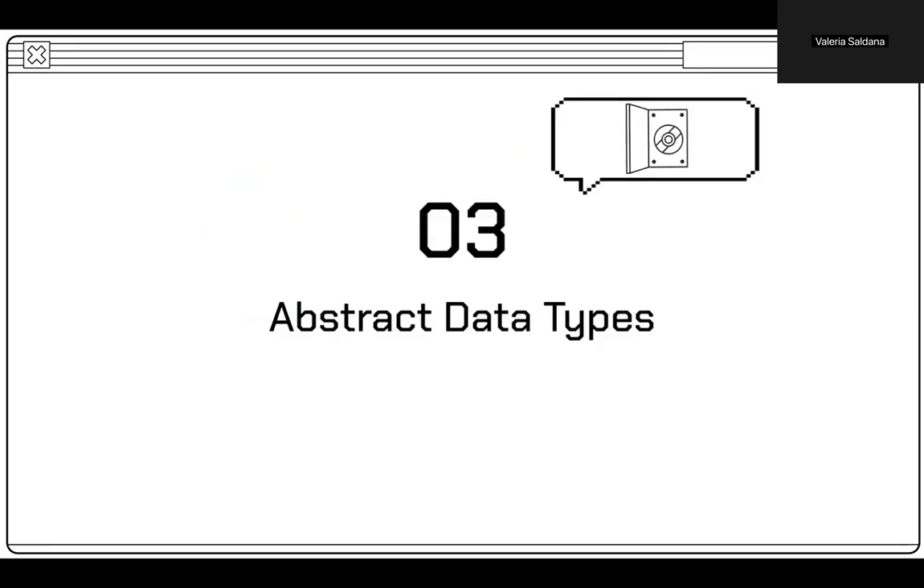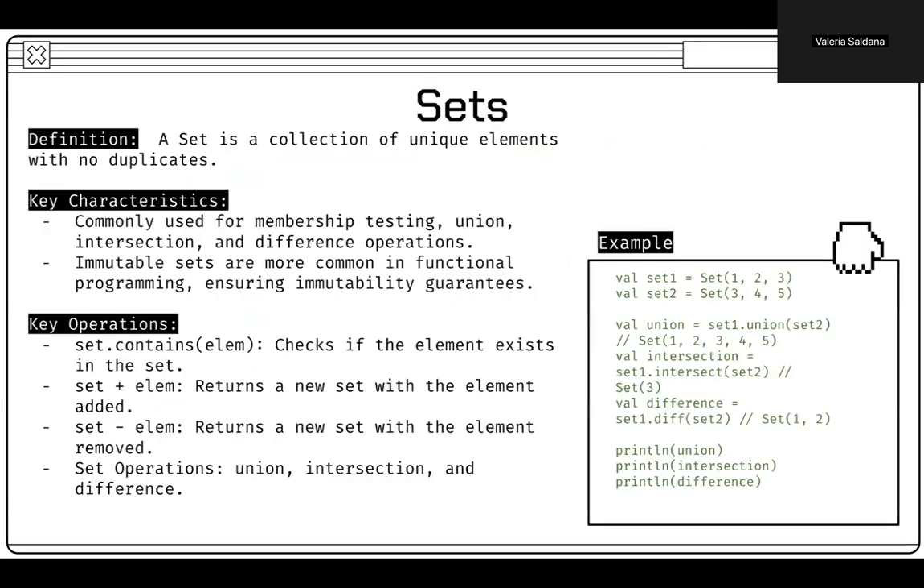Finally, let's discuss abstract data types. We'll cover map, set, and parallel or distributed collections. A set is a collection of unique elements. It's often used for membership testing and operations like union, intersection, and difference. In this example over here, we demonstrate these operations on two sets, producing their union, intersection, and difference.